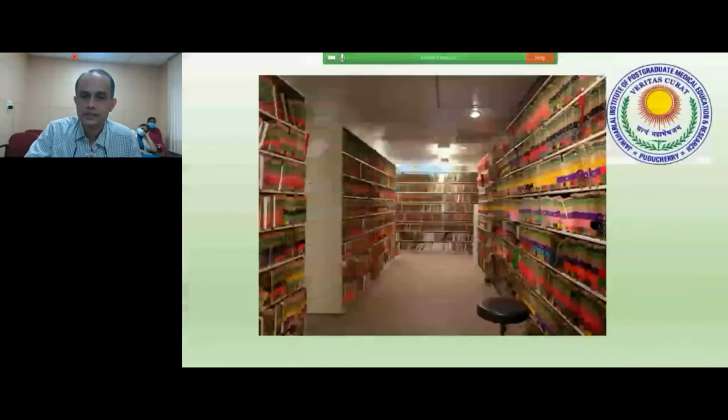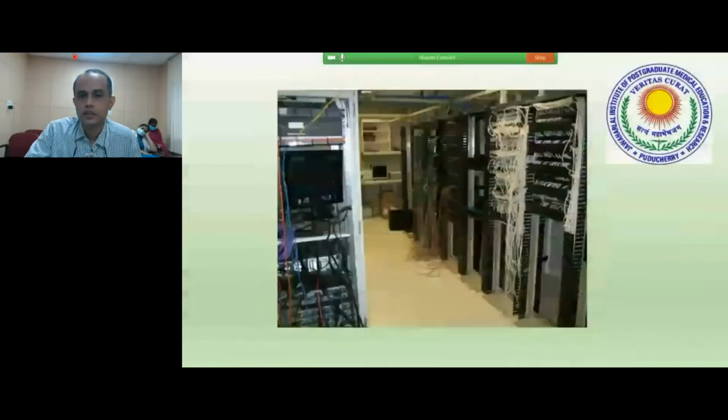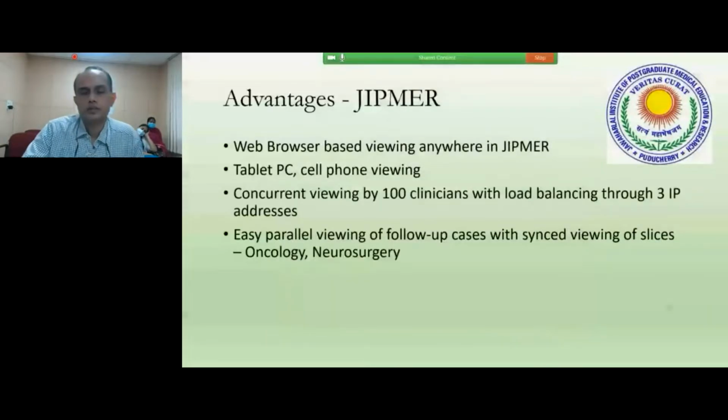So from this, we have turned into this, totally digital storage, and this is the server room. Again, coming back to the advantages which we specifically experienced in JIPMER due to the PACS: the availability of web browser based viewing. There is one PACS in JIPMER, and it covers the entire campus. From any computer in the entire campus, the PACS can be accessed through a web browser, and it can also be accessed through tablet PCs and cell phones.